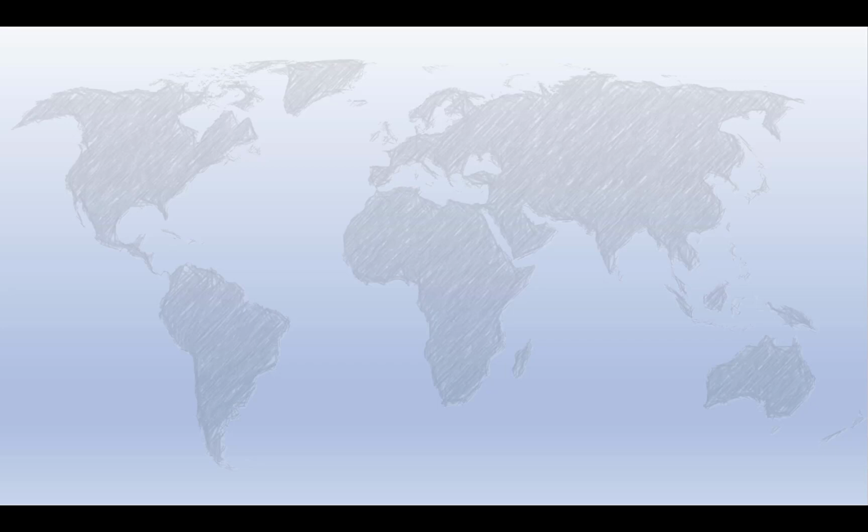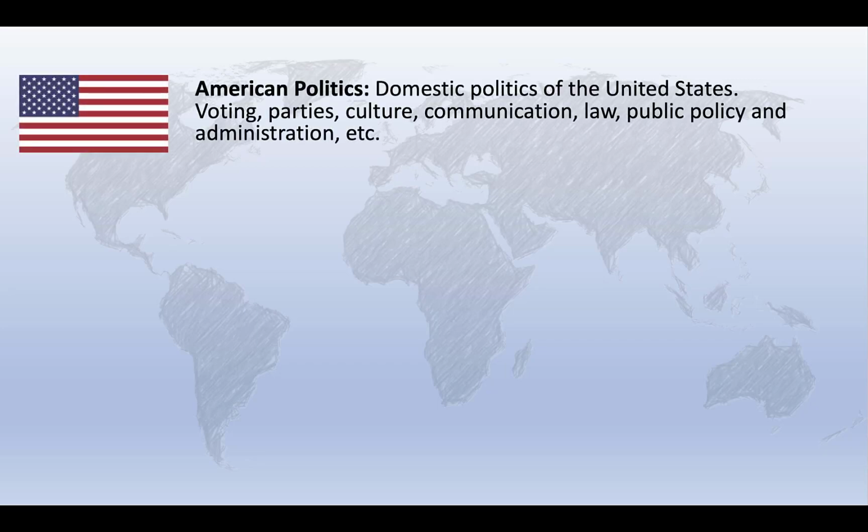Normally, at least in the United States, political science as a field is structured around four main subfields. American politics, which focuses on the study of the domestic politics of the United States, considers issues like voting behavior or the behavior of political parties, American political culture, political communication, the legislative process, and even things like constitutional law or public administration. This is the largest subfield of political science within the United States.